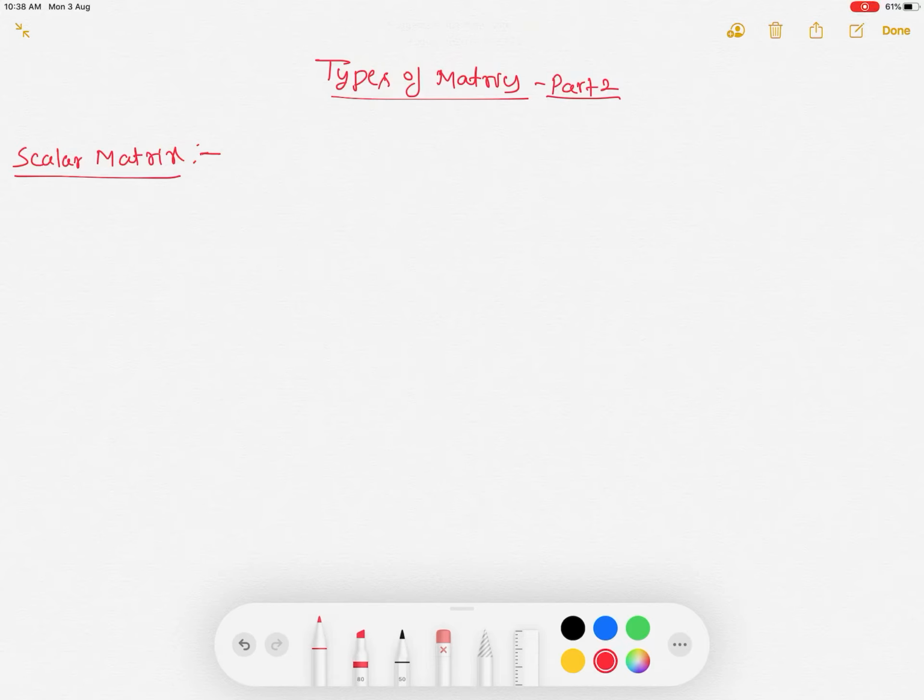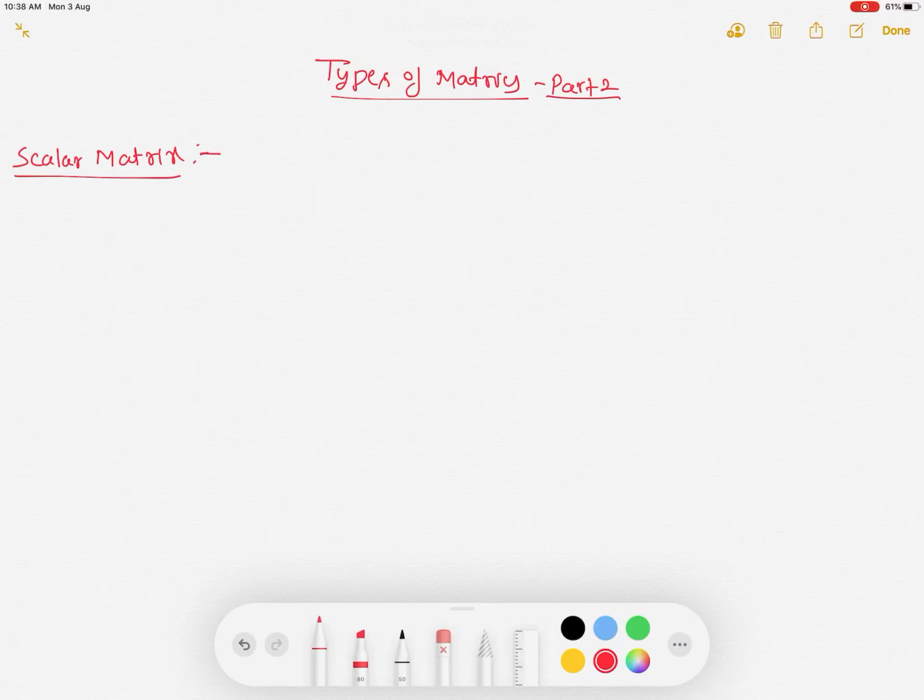Today we are going to see the continuation of the matrices. Last class I discussed up to the diagonal matrix. Today I am going to discuss some varieties of matrices which will be useful to solve problems. Okay, so let's see the first one, the scalar matrix.